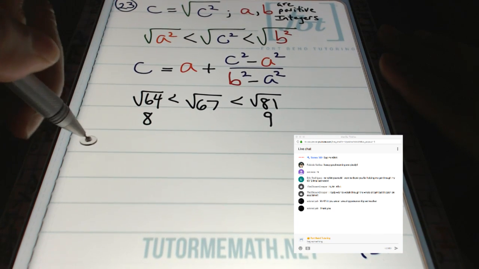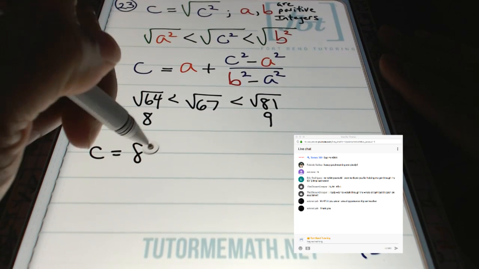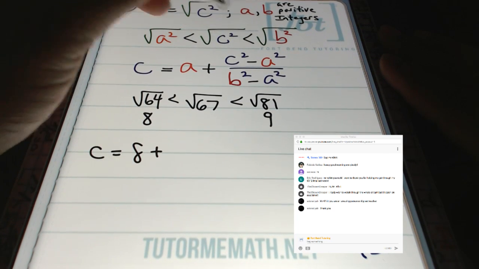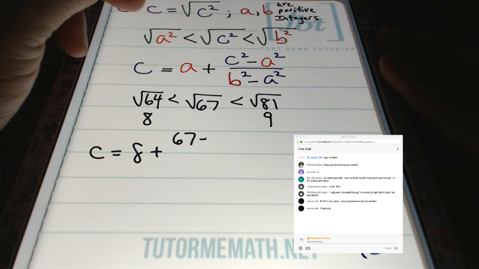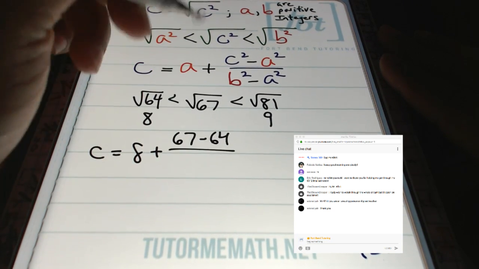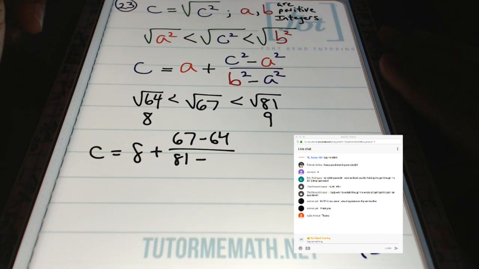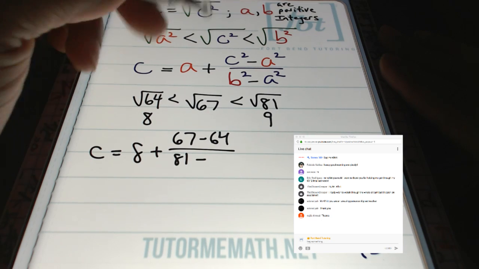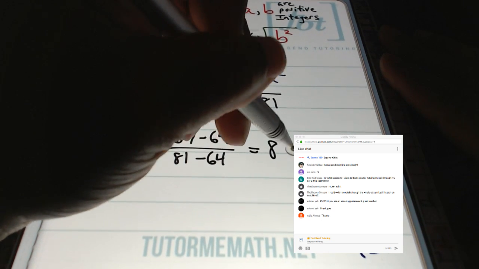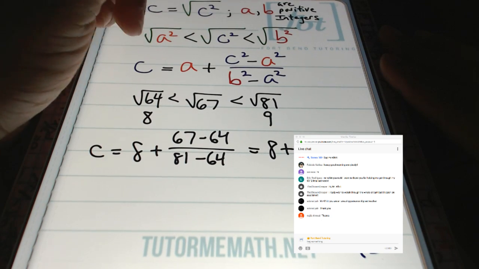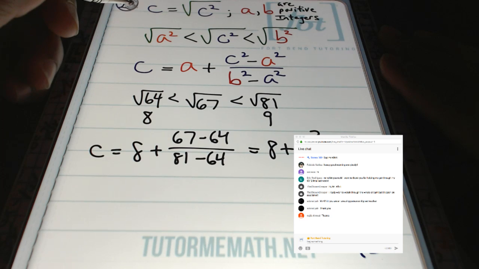We're going to start out by saying that our C value that we're looking for will be equivalent to 8 plus C squared, which in this case is 67, minus our A squared, which is 64, divided by B squared, which is 81, minus our A squared again, which is 64. All right, and we'll be simplifying this. So we'll end up with 8 plus 67 minus 64 is 3, divided by 81 minus 64.